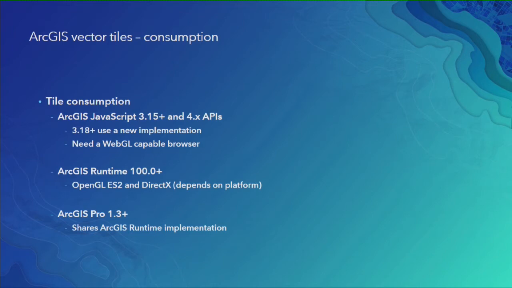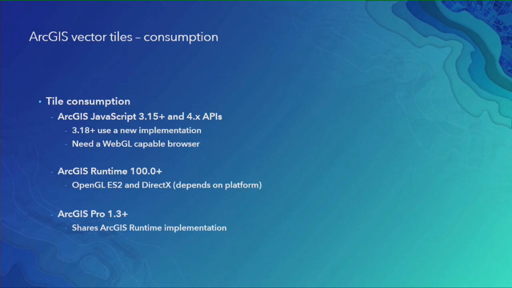In ArcGIS Runtime, we've supported it since the first 100 release. And you'll use DirectX or OpenGL ES2 depending on the platform. So on Windows, you're going to use DirectX most of the time. Everything else, pretty much, you're going to use OpenGL ES2.